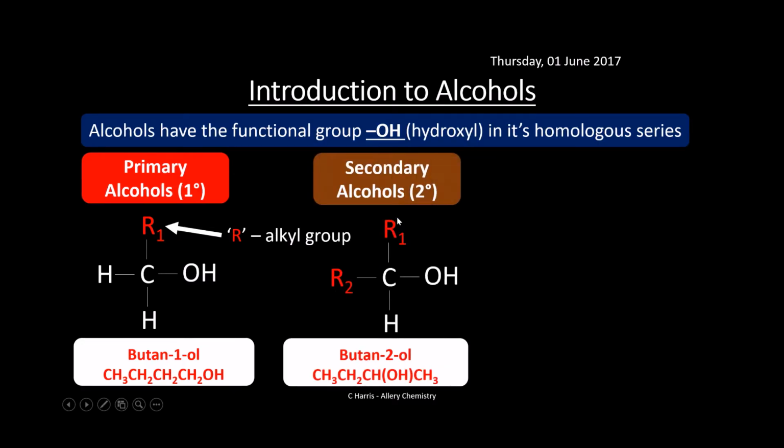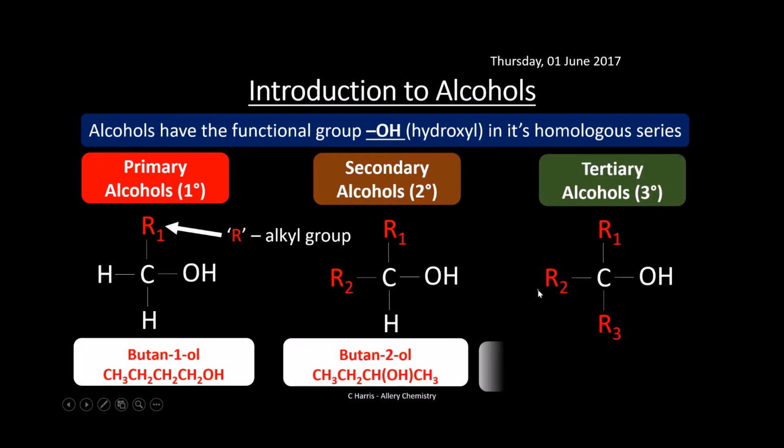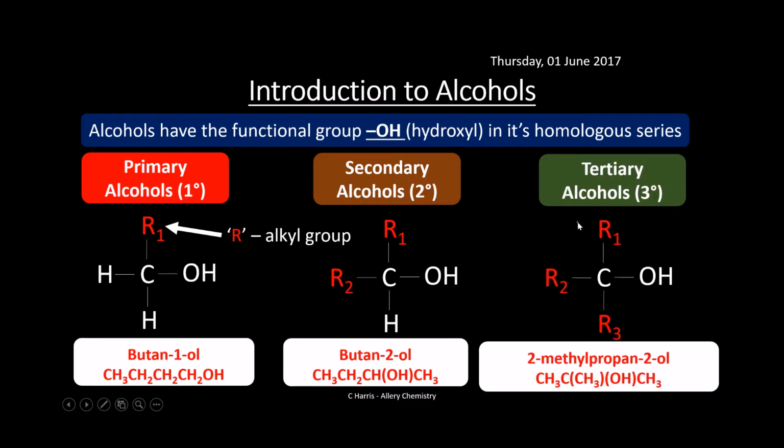Secondary would be the alcohol group attached to a carbon, which is attached to two other carbons, which would make it secondary. So, for example, butan-2-ol. And tertiaries, obviously, you've just got 3 alkyl groups attached to the carbon with the OH on. So, for example, 2-methylpropan-2-ol is an example of a tertiary alcohol.